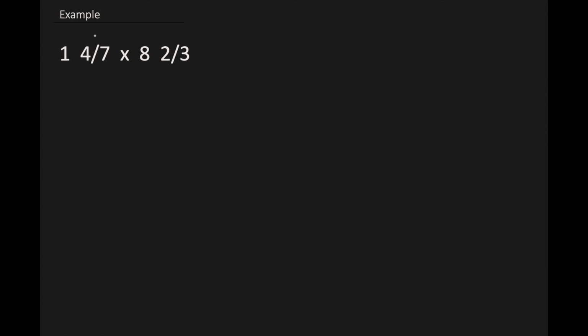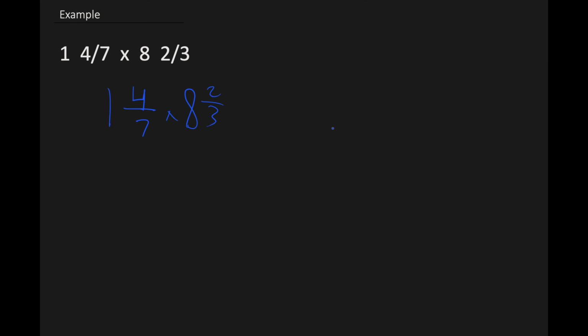I'm going to start off with an example, and our example here is 1 4/7 times 8 2/3. So write that down nice and big. 1 4/7 times 8 2/3. Okay, so the first thing we're going to be doing here, we're going to convert this into an improper fraction. Okay, so let's convert both of these. I'm going to use green.